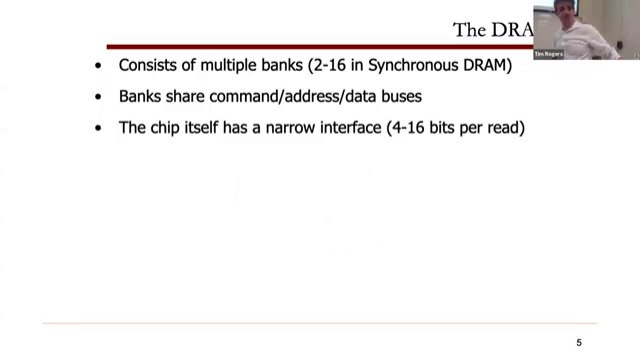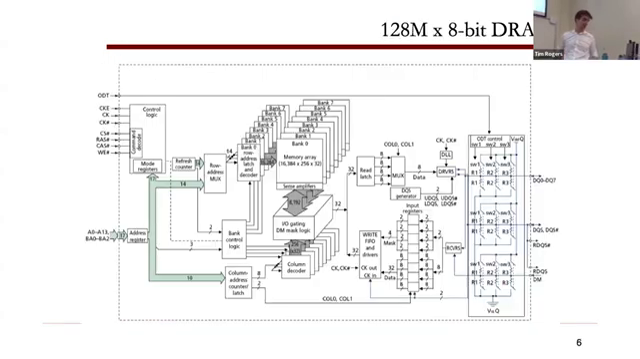The chip itself consists of multiple banks, always. The number of banks varies depending on what type of DRAM you have. Banks will all share the same command, address, and data buses. So you'll have your chip, it'll have some wires coming in. Some of the pins will be for commands, some of the pins will be for the data. And all of the banks will essentially time slice those pins, okay? Then the chip interface itself, like I said, is on the order of 8 bits, 4 to 16 bits typically. That's the data that's going to come out.